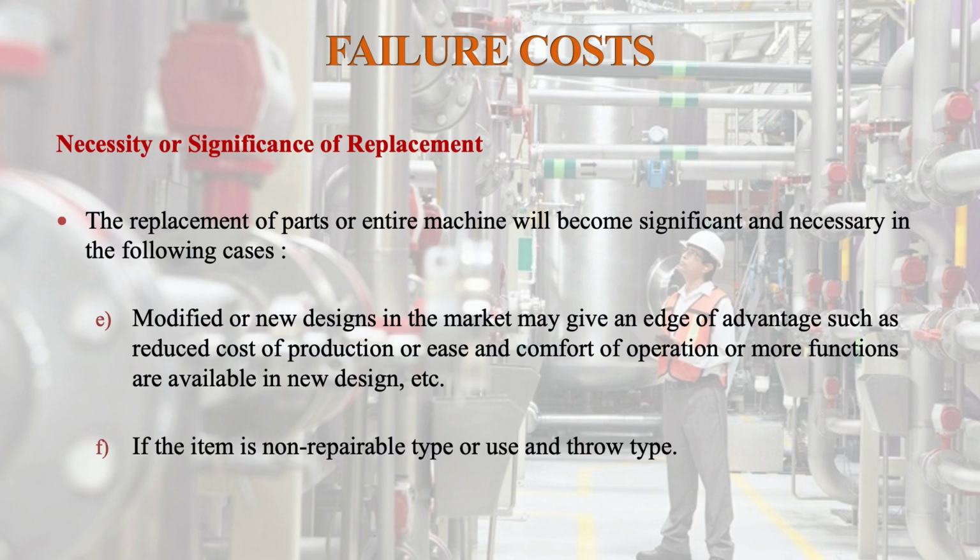If the item is of the non-repairable or use-and-throw type, then we go for the replacement policy. So now we have learned about the replacement methods, depending upon the cost of the maintenance and the maintenance cost trend. If the repair cost is more than a new machine cost, then we go for replacement analysis. For that we have to learn about trend analysis, what the trend of that machine is, and then we will be able to understand it.